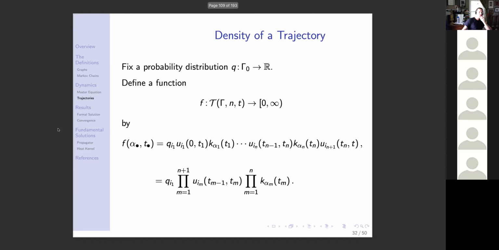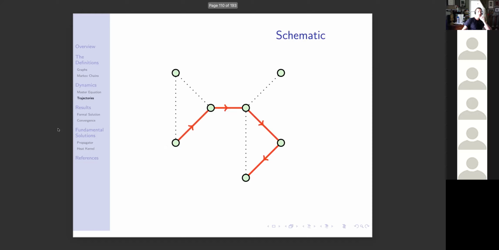So here's what you get. I'll depict this formula in a moment in a picture, but this is what you get. You take the product of all the escape rates that appear on the trajectory, using the subdivision points in your trajectory, because a trajectory is just a subdivision of the interval from 0 to t. And just multiply them all together, and then you multiply all the edge rates together at these times that appear in the subdivision. Okay, so that's what it is, and let me show you a picture.